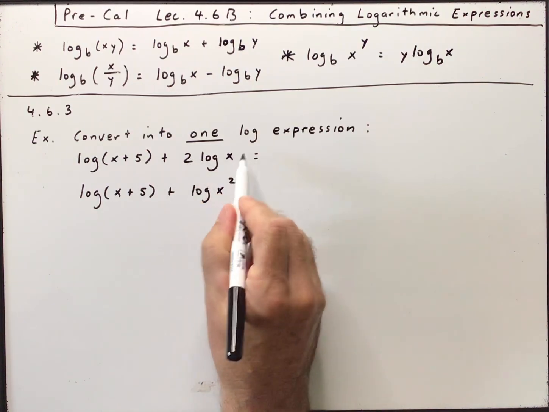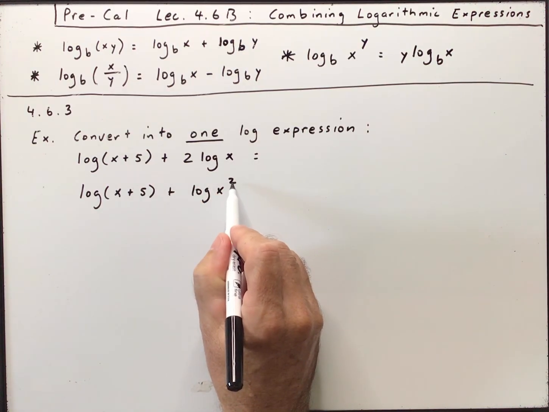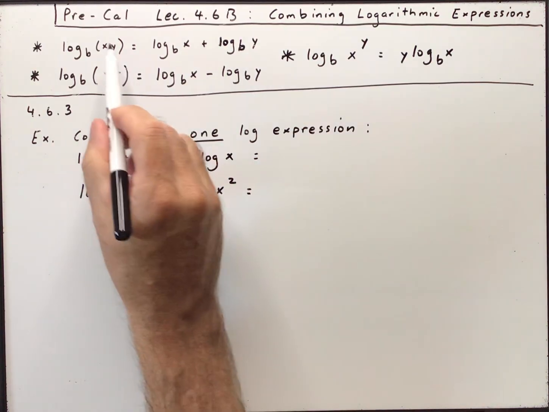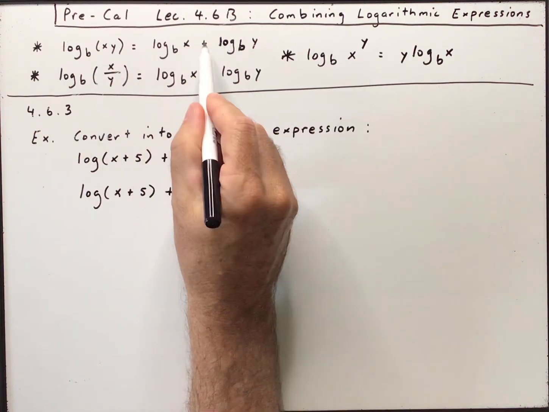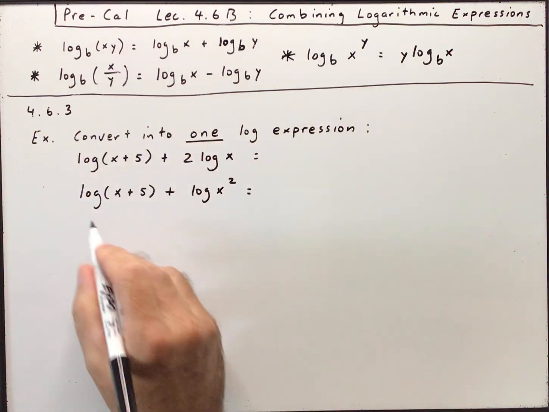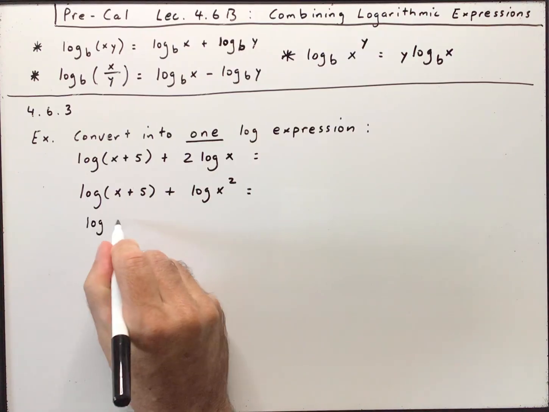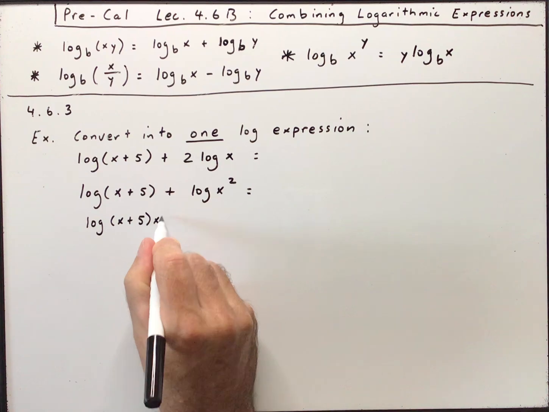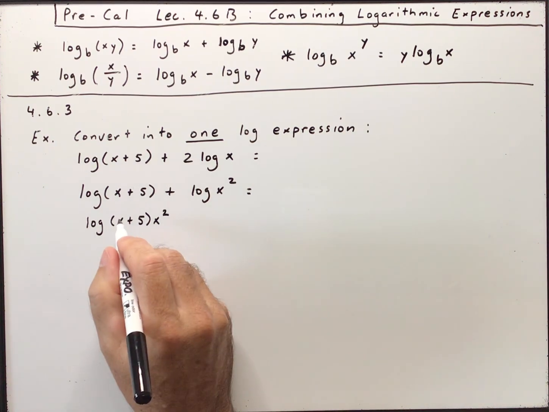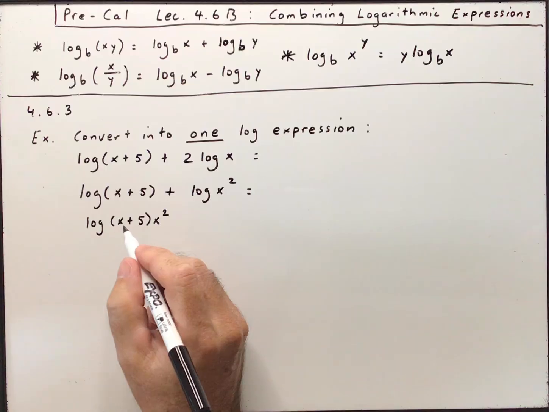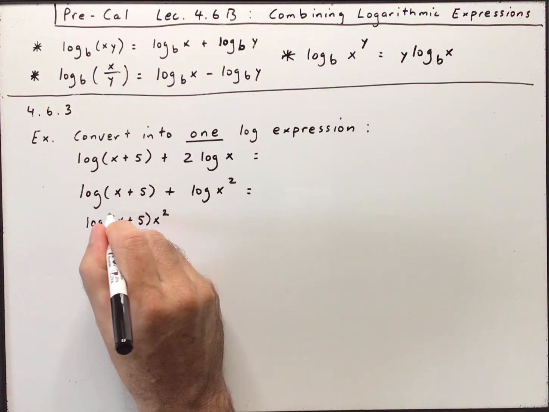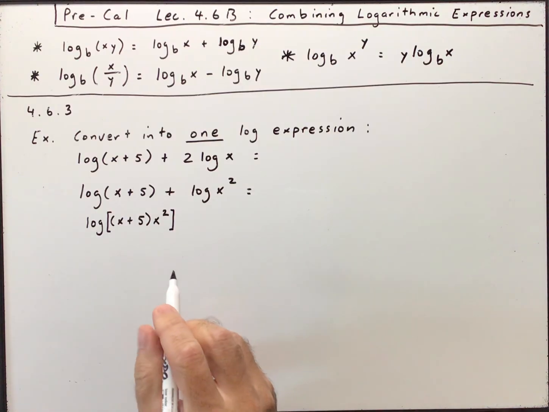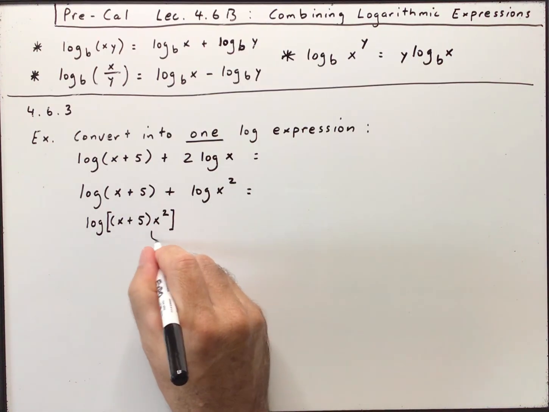So I'm going to take that coefficient and make it into an exponent. And this is plus, so we have a sum, so that's the same as a product. So we're going to take from here and go back to a product. So we would have log of x plus 5 times x squared. All right, and if you want to, we can put a bracket around all that so that we know that you are taking the log of all that.